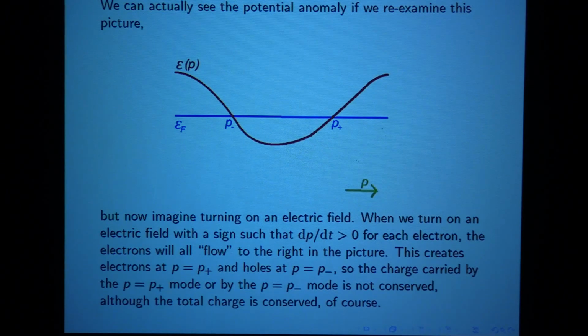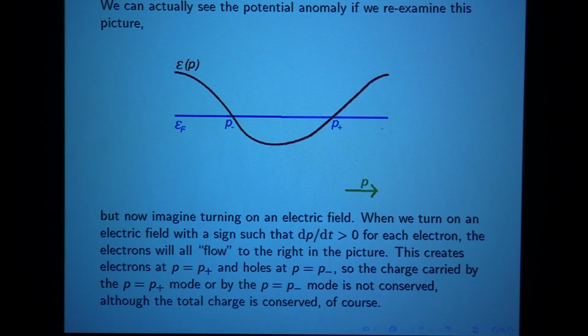And that will create electrons at P+, because the particles will all move to the right, and some of the negative energy states will become positive energy filled states. But it will create holes at P-, because the Fermi gas is flowing to the right, and there's a depletion of the states near the Fermi level. So it will create electrons at P+ and holes at P-. So the charge carried by either of the two modes is not conserved, although the total charge is conserved, of course.